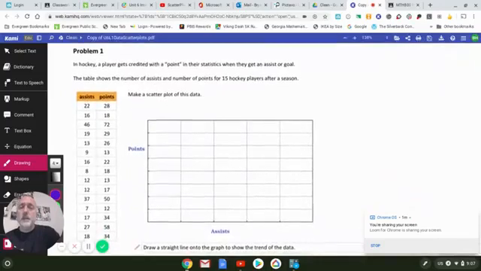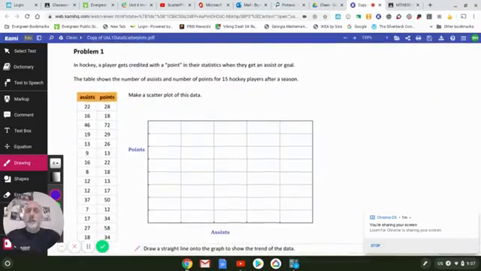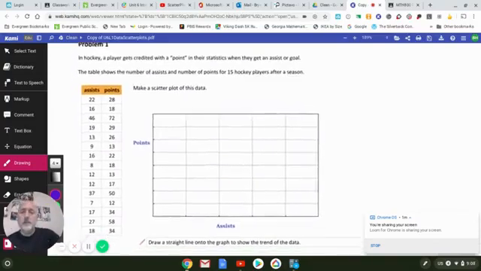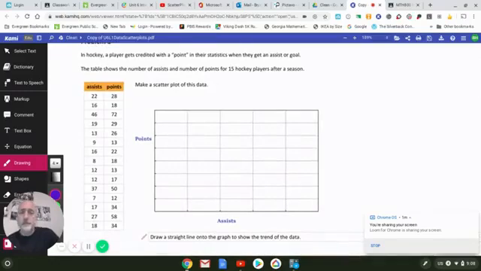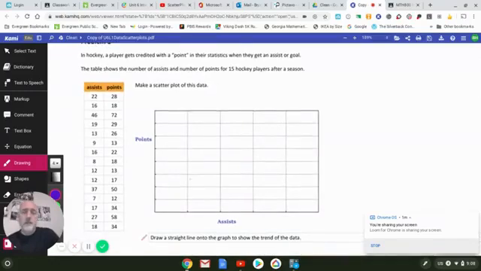Let's go ahead and look at problem 1. In hockey, a player gets credited with a point in their statistics when they get an assist or goal. The table shows the number of assists and the number of points for 15 hockey players after a season. Make a scatter plot of this data. So we're going to put these points onto this graph. The assists is the x-axis, which goes with the x variable here. Points will be our y.